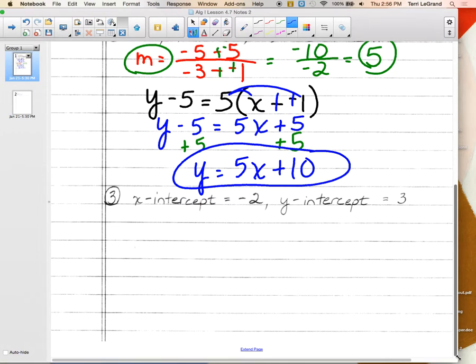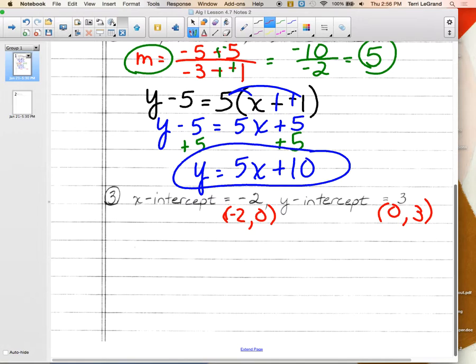We can make them into 2 separate points. These are points on a graph, aren't they? So what is the ordered pair name for the x-intercept? What's this one's name? -2, 0. Okay, and what's this one's name? 0, 3. Okay, go ahead and find the slope of that line.